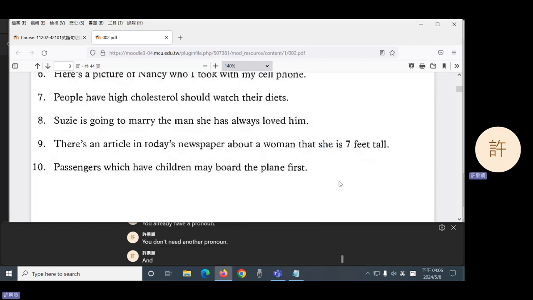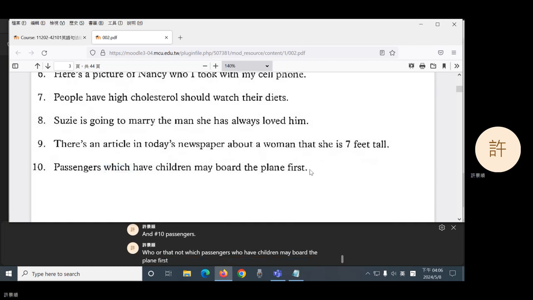And number 10, passengers, who or that, not which. Passengers who have children may board the plane first. Questions?